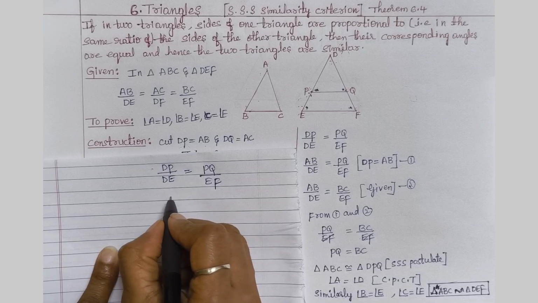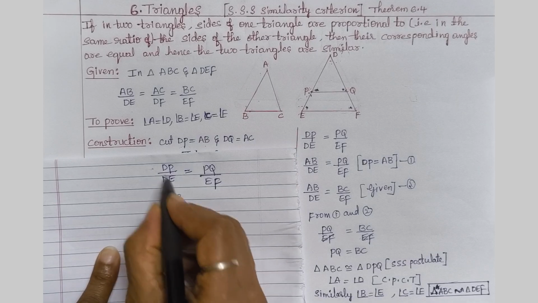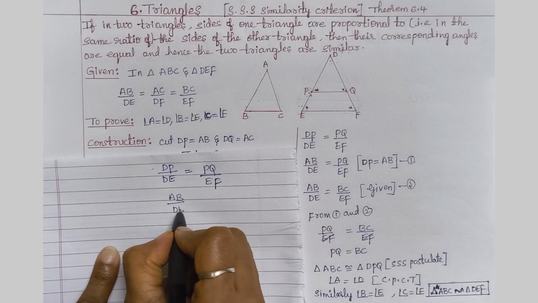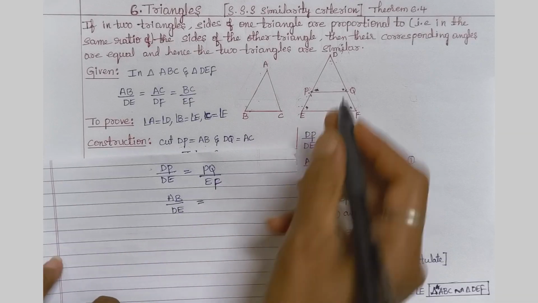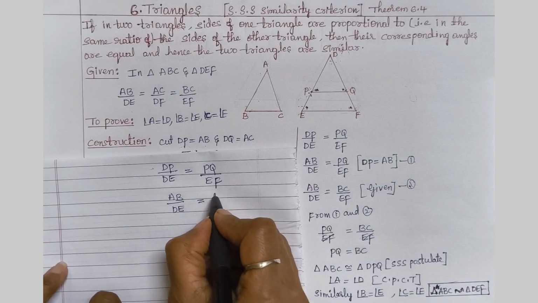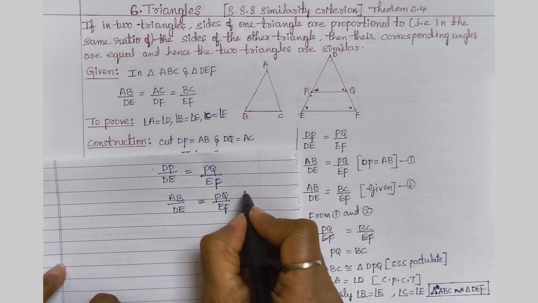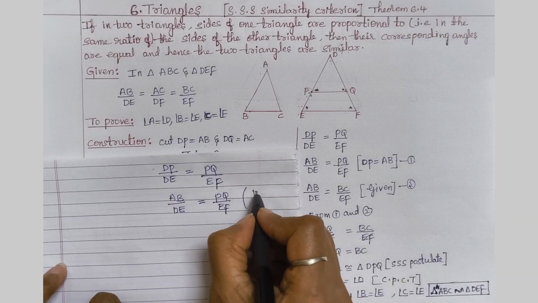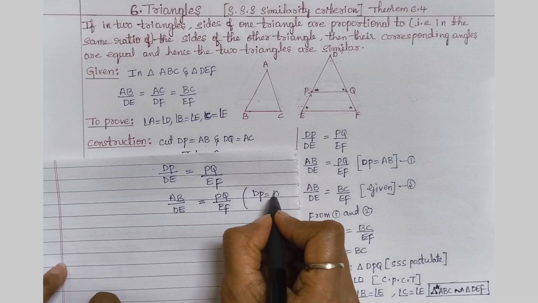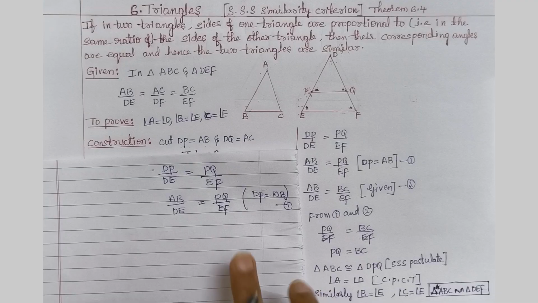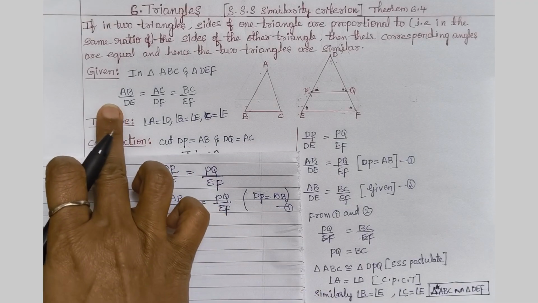So now I am taking AB by this DP plus I am taking AB. AB by DE equal to, you write this as it is, PQ by EF. Why are we writing like this? Because DP measurement and AB measurement are both equal. So this is the first equation. Next you go with AB.